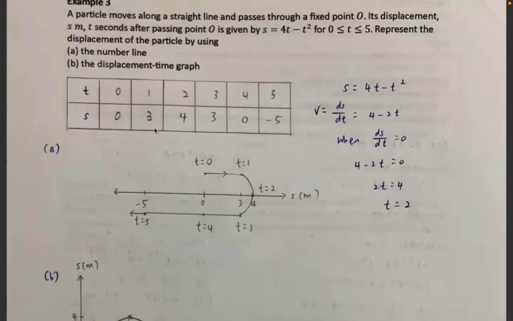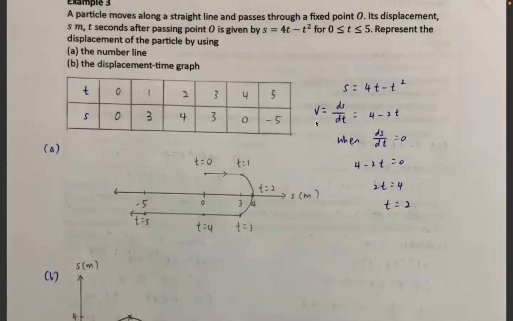When t equals 1, s equals 3. So this is s equals 3, and you draw your particle here. The particle moves from here to here, so you can draw your arrow like this. When t equals 2, s equals 4. When t equals 3, s equals 3. We see these two answers are the same. Just now we identified already that (2, 4) is the maximum point, and you see I write the word v here.